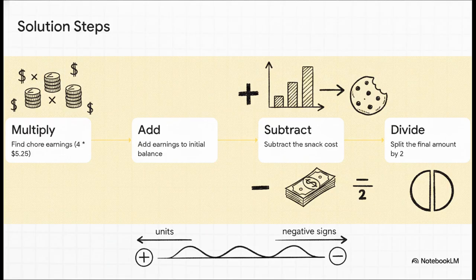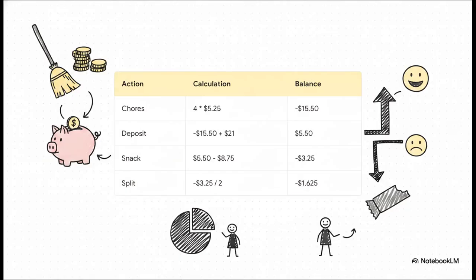It's a perfect sequence of operations, but we really have to pay close attention to our units and our negative signs at each and every stage. The absolutely crucial point here is interpreting the signs correctly at every single step. We multiply 4 times 5.25 to get positive $21. When we deposit that, negative 15.50 plus 21 takes us to a positive balance of $5.50.